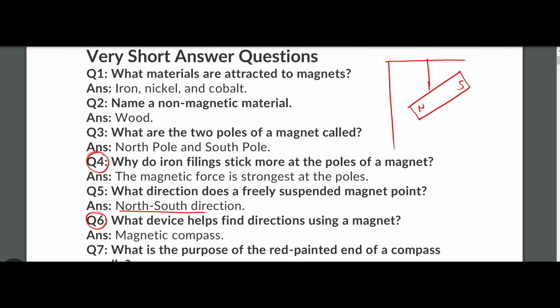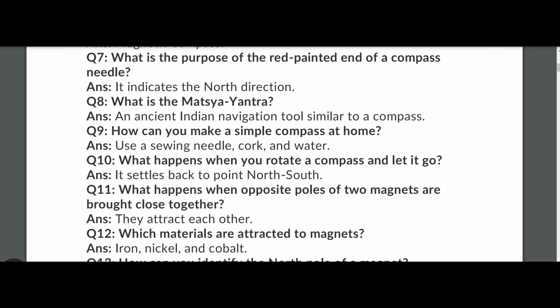Now you see here, what is the purpose of the red painted end of a compass needle? It indicates the north direction. Always remember, this is a bar magnet. This is the north direction and this is the south direction. North is always indicated with red color and south we always indicate with blue color.